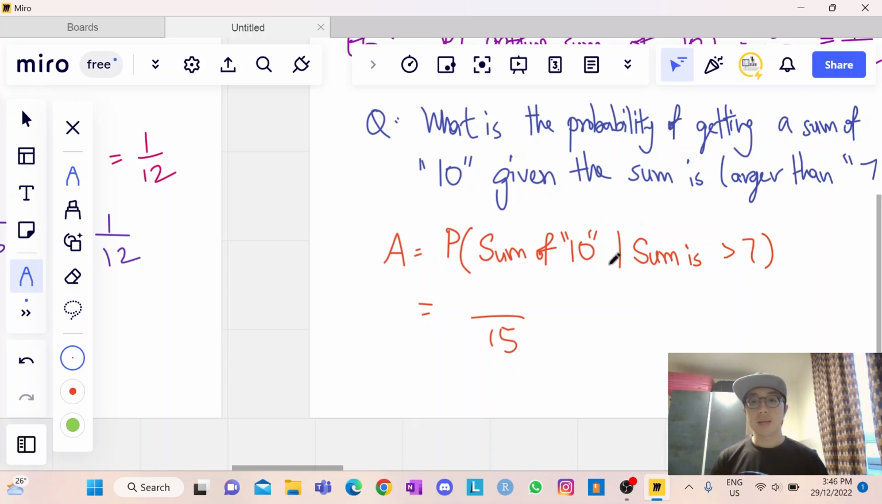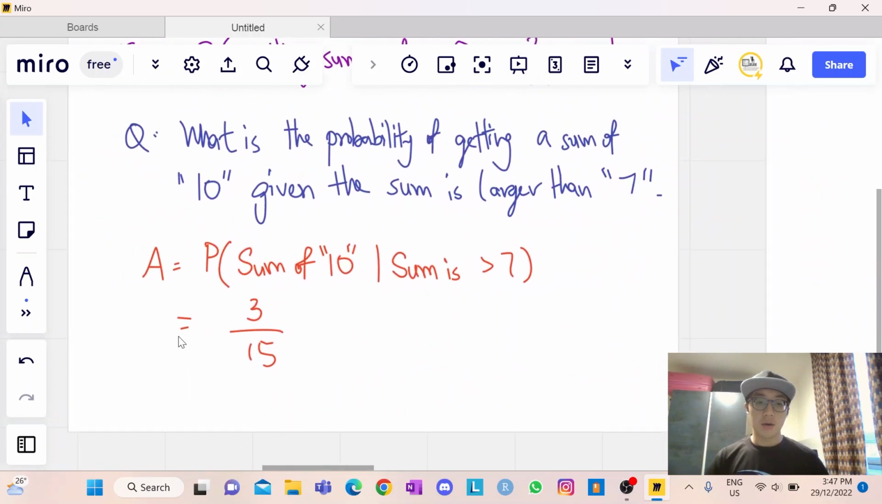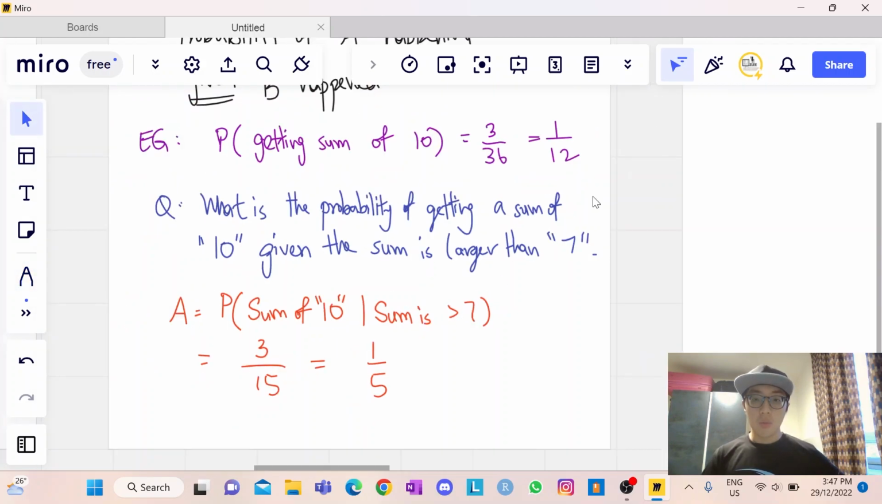And now you want the sum of 10, which is 3, because you will get three outcomes, which are 4 and 6, 5 and 5, and 6 and 4. So 3 out of 15, which gives your final answer to be equal to 1 over 5. As you can see here, both answers are different because one is 1 over 12 and one is 1 over 5. Because for conditional probability, you are given some further information to narrow down the probability, so you get a higher probability as compared to one that does not have a condition.